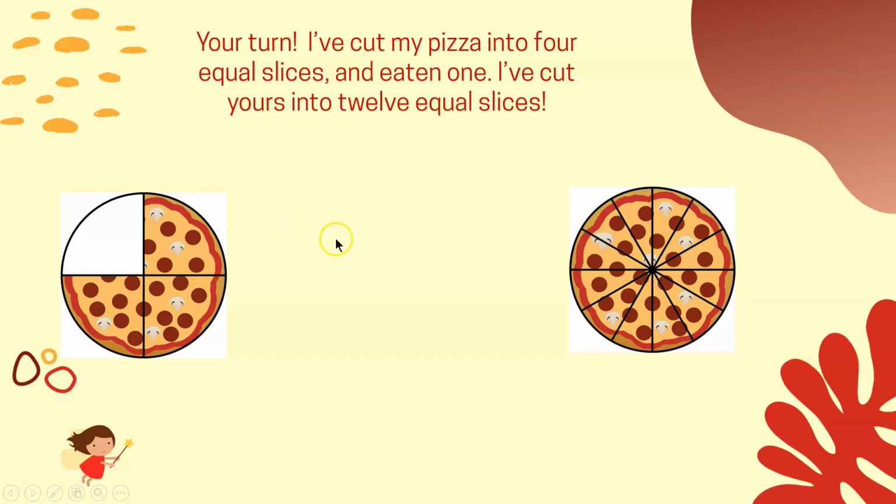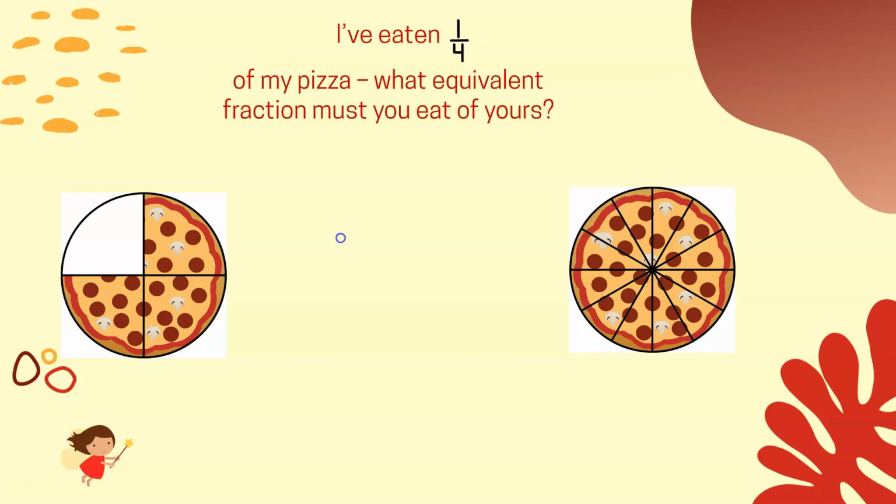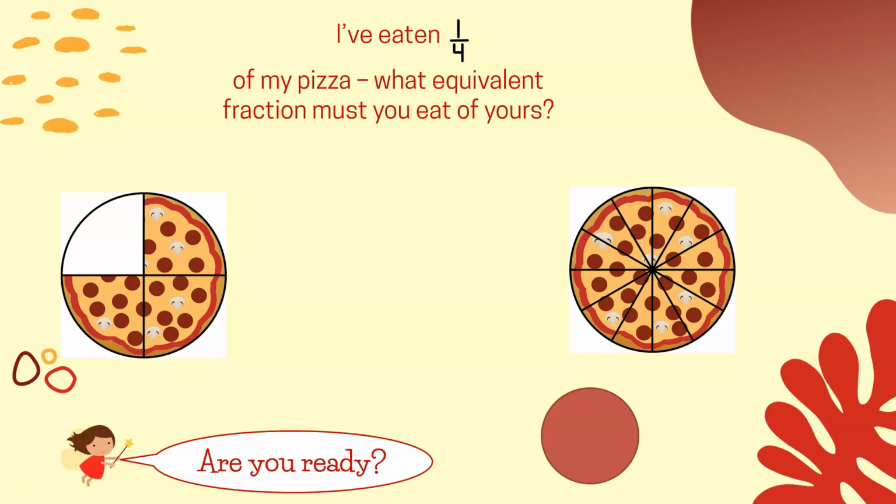Okay, this one is all up to you. I've cut my pizza into 4 equal slices and I've eaten 1. I've cut yours into 12 equal slices. I've eaten 1/4 of my pizza. What equivalent fraction must you eat of yours to have eaten the same? This one's up to you. You've got 30 seconds to find out the answer. Once that circle turns yellow, time's up. Are you ready? Go!